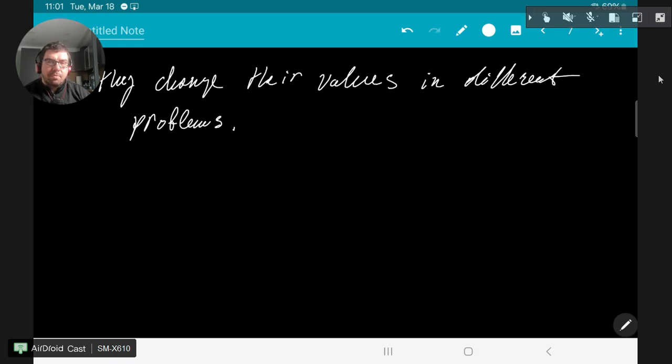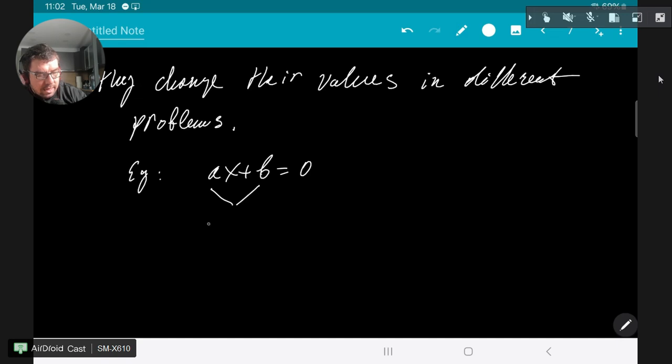So what does that mean? You know the basic equation with one unknown of the first degree, right? What later we'll call a linear equation. This is the equation ax plus b equals 0. Now these letters here, a and b, they are parameters, because first of all, we know their value in advance. So the problem will be a concrete problem.